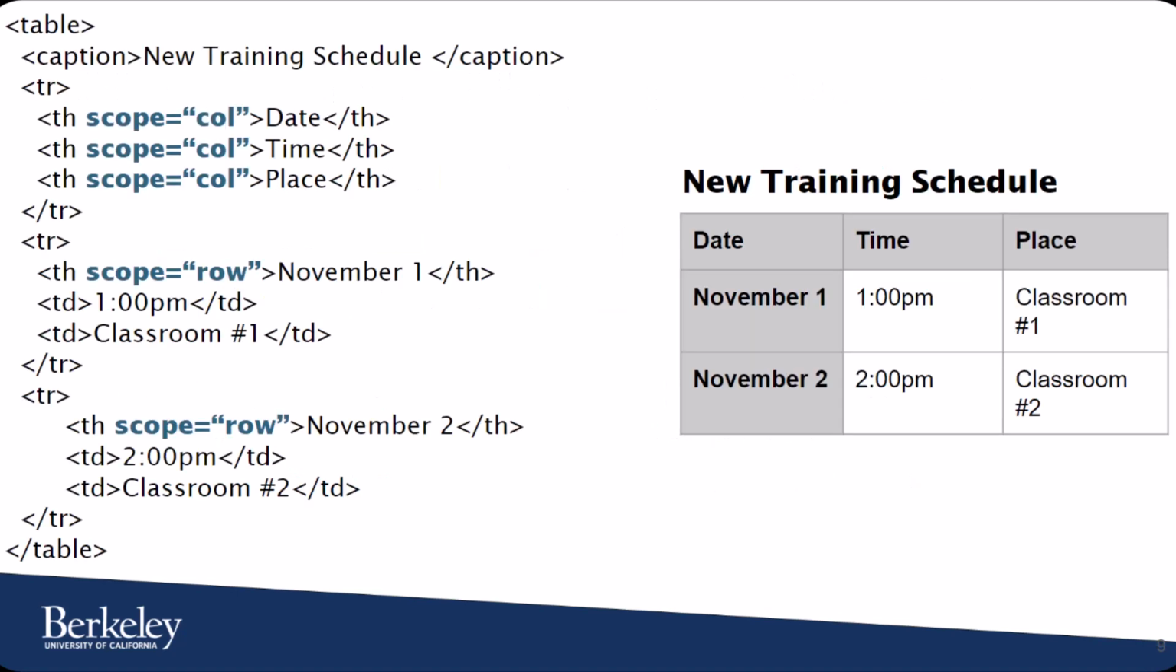Here's an example of how you will include scope in your table structure. This is a similar example to the table we discussed earlier, but with the scope defined for both the row and the column headers. Scope equals COL has been added to the table header tag for the column header. This will help associate the information in the column with the column content. Scope equals ROW has been added to the table header tag for the row headers. This will help associate the information in the row with the row content.